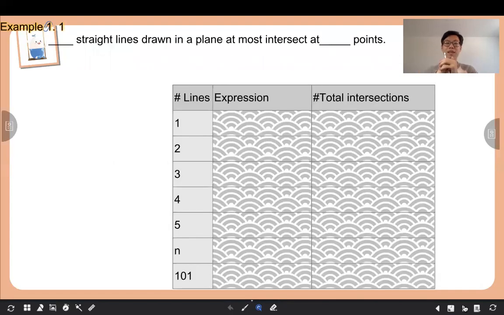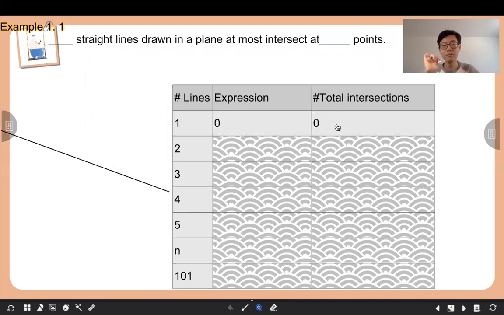Okay then, I'm going to summarize our findings in this table, but let's start with the simple case first. So here we have one line. And how many intersections do we have? He's lonely. There's no other line for him to intersect with, right? So 0 and 0.